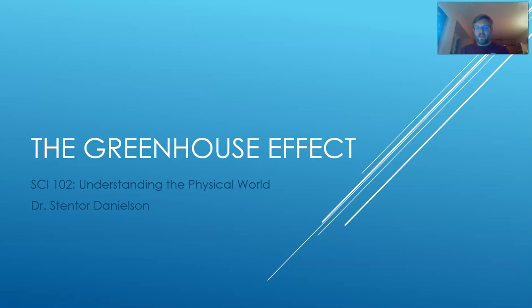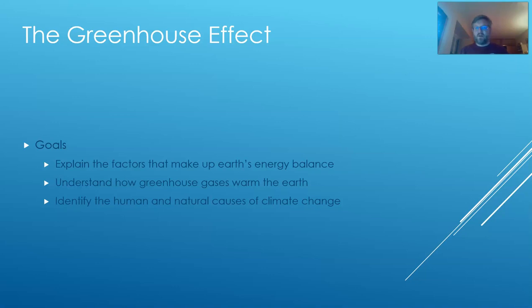All right, so this week we're talking about the greenhouse effect, the basic process that drives anthropogenic or human-caused climate change. So what we're going to be learning about in this lecture is first that you'll be able to explain the factors that make up the Earth's energy balance, because that's fundamentally what the greenhouse effect is about, altering the energy balance of the Earth. Then you're going to understand how greenhouse gases are responsible for warming the Earth, and then identify some of the human and natural causes of climate change.